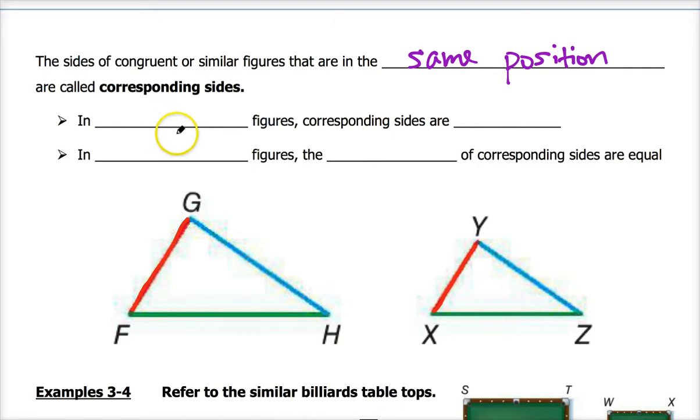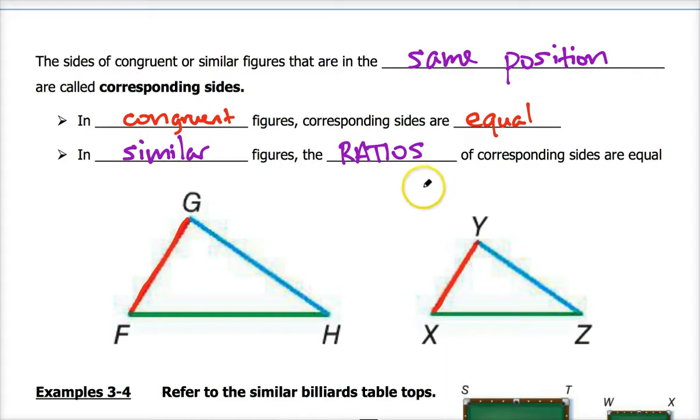When you have congruent figures, the corresponding sides are equal. That makes sense because congruent figures have to be the same size, so corresponding sides must also be the same size. Any corresponding sides on congruent figures have equal side measures. When you have similar figures, and that's what we have down here in this picture, the corresponding sides aren't necessarily equal, but the ratios of the corresponding sides are equal to each other.